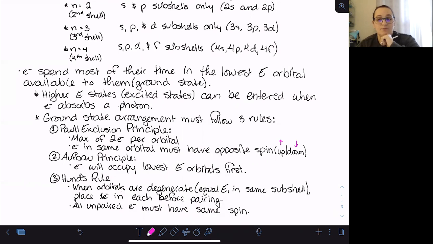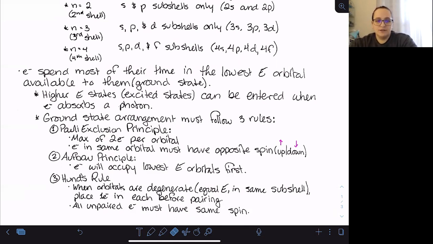So if they're in the same orbital, they have to be going in opposite directions. You cannot have 2 electrons in the same orbital with the same spin. That is a violation of the laws of quantum mechanics. The second rule is known as the Aufbau principle, which tells us that electrons will occupy the lowest energy orbitals first. So we're going to talk a little bit more about the overall energy order of things in a sec, but you always start at the bottom energy-wise and build up from there.